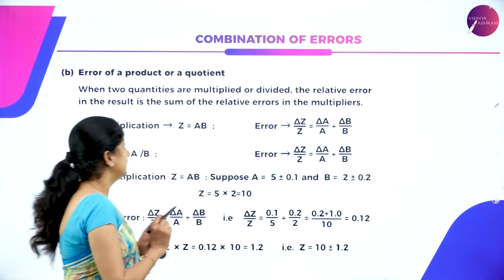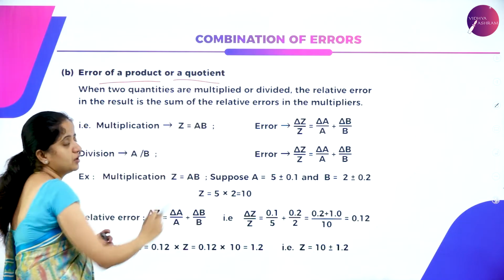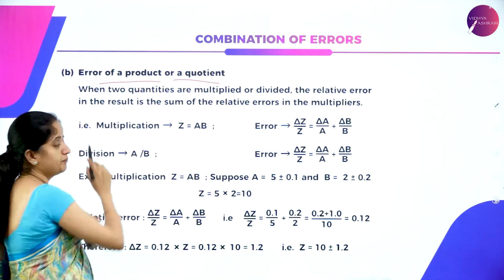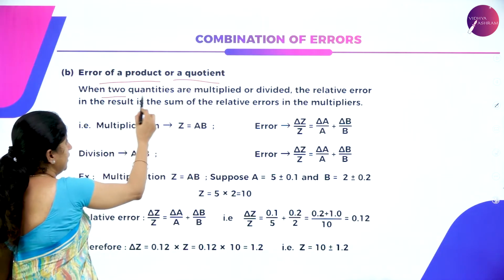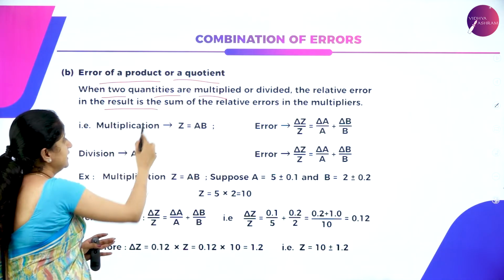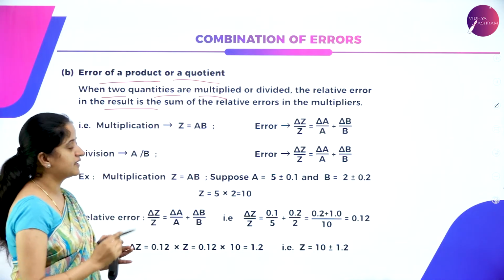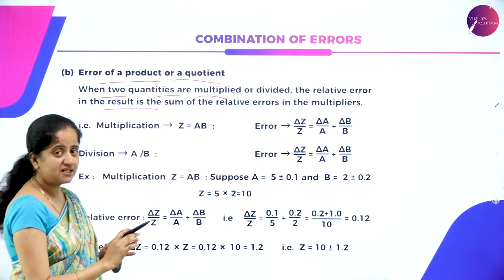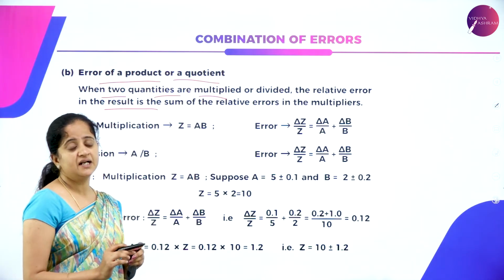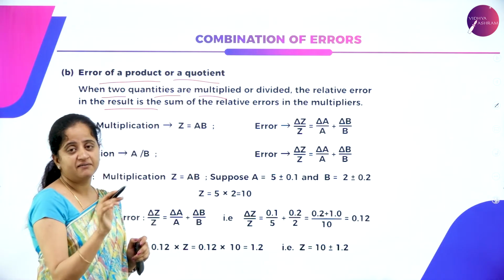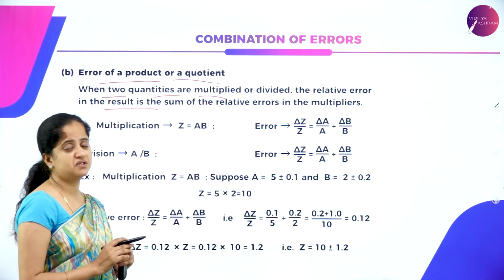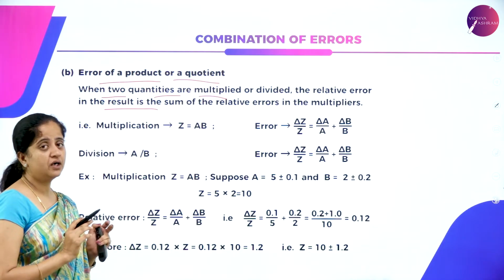Next we have the error of a product or a quotient. We have discussed the sum or a difference. Now we are going to study the product or a quotient. When two quantities are multiplied or divided, the relative error in the result is the sum of the relative errors in the multipliers. In the previous case, we studied the absolute error. Now we are talking about relative error. Relative error is delta A mean divided by A mean, as we have learnt. So let us now see how to write the expression for this error of a product or a quotient.